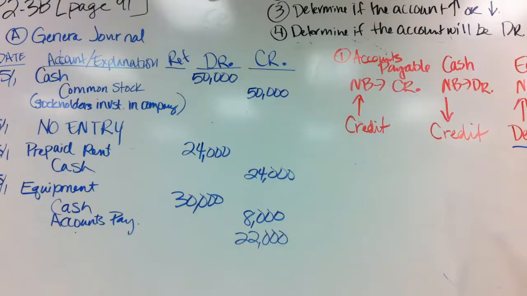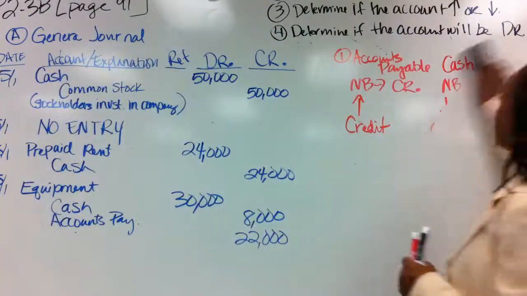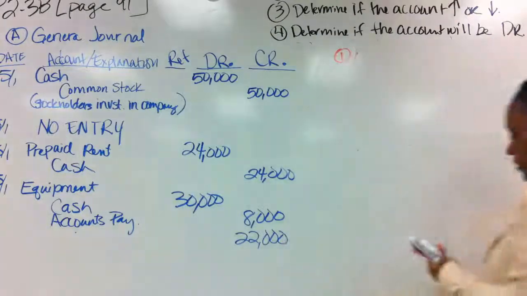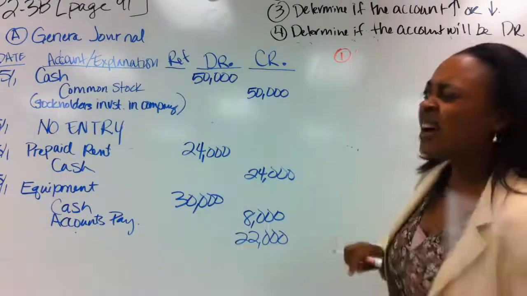May 1st, item 5, paid $1,800 cash for a 1-year insurance policy on furniture and equipment. They bought an insurance policy. Can you tell me one of the accounts we used? Which one are we on? 5.